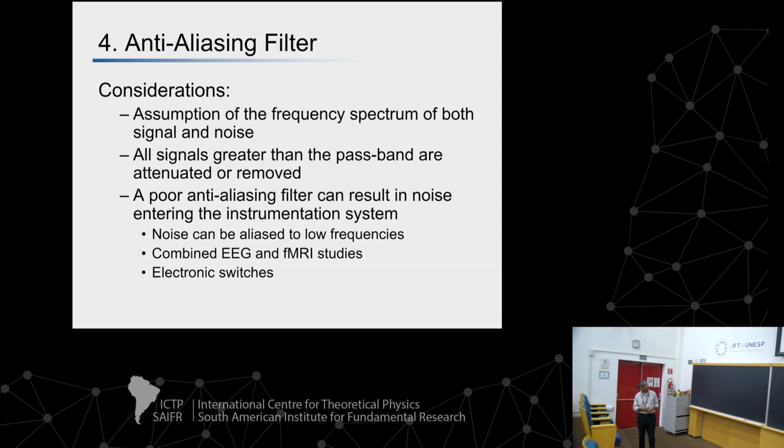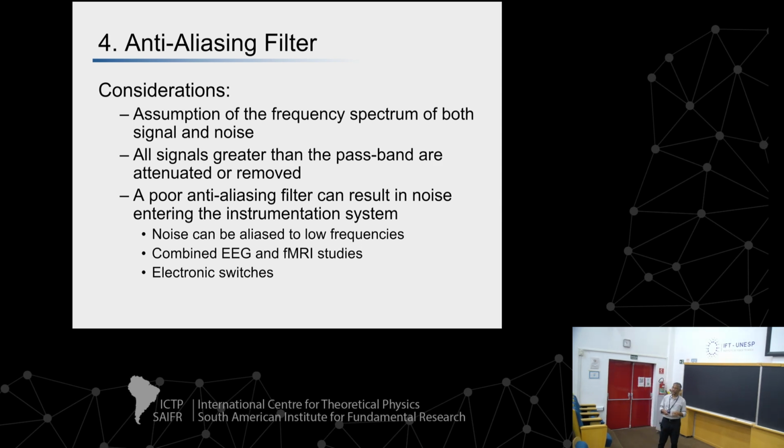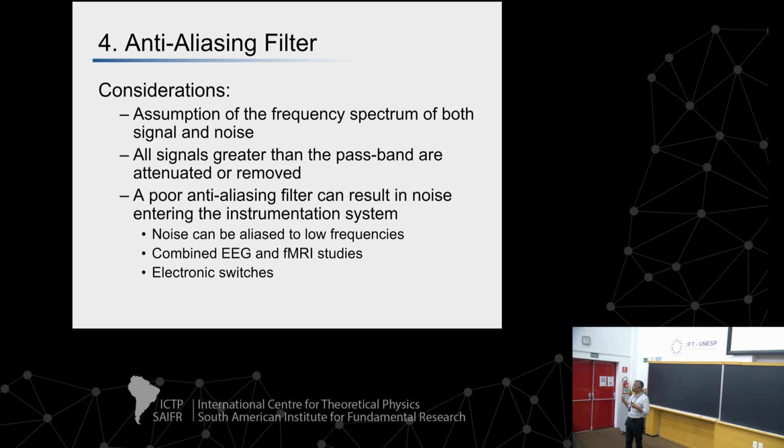Sorry, let me go back here. A poor anti-aliasing filter can result in noise entering the instrumentation system in certain situations. For example, there are people who study the EEG in conjunction with fMRI. And the fMRI magnet creates a lot of noise, and your anti-aliasing filter may not kill the signal enough, so that noise then comes into your signal, and that's possible.